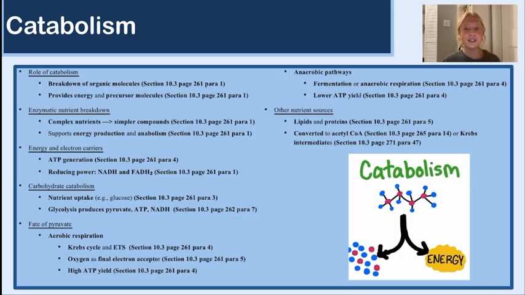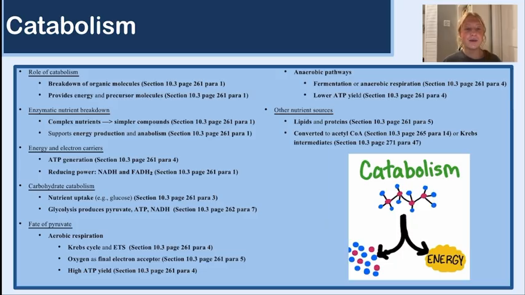So pyruvic acid serves as the central metabolite, and that can enter different pathways depending on oxygen availability. When oxygen is present, this is called aerobic respiration. Pyruvic acid is further broken down through the Krebs cycle and the electron transport system, and this ultimately transfers electrons to oxygen, which is the final electron acceptor. This process yields large amounts of ATP through oxidative phosphorylation and fermentation.